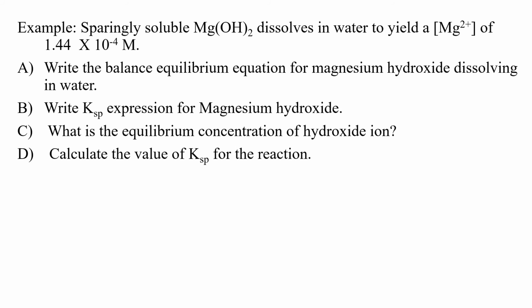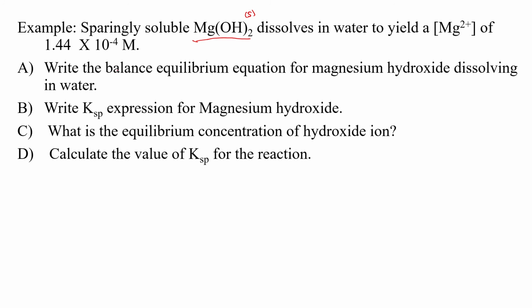Okay, let's solve this problem. Sparingly soluble magnesium hydroxide. So when it says sparingly soluble, it means this is going to be our solid in the equation, right? Sparingly soluble magnesium hydroxide dissolves in water to yield a magnesium ion concentration of 1.44 times 10 to the negative 4 molar. You have to write the balanced equilibrium equation for magnesium hydroxide dissolving in water. We actually wrote many dissolving equations, but let's do it one more time.